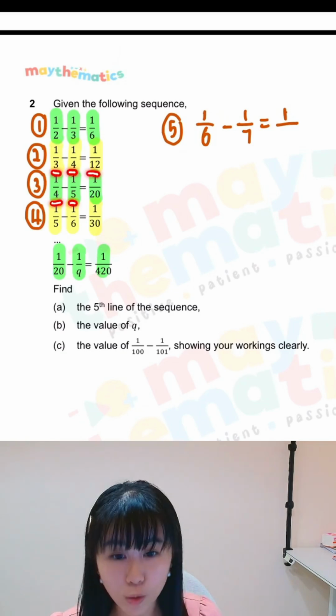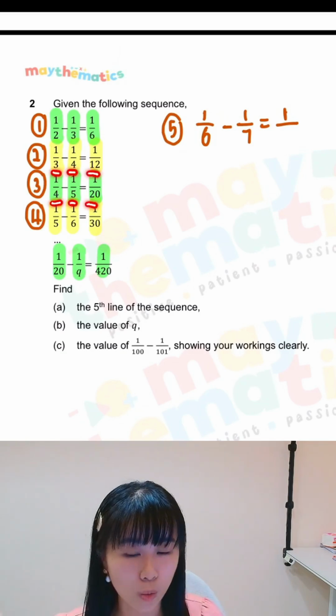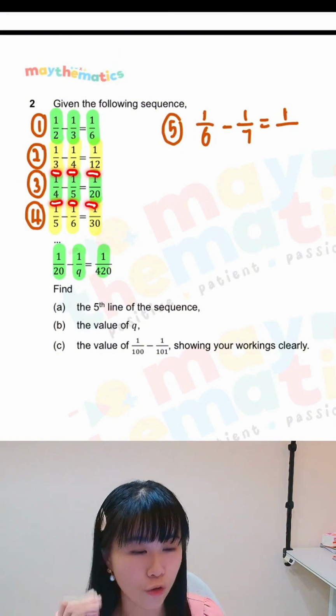This and this can do what to become this. Can you see the two numbers? How will it relate to the last number at the right? Yeah, very good. Multiply. Very good.